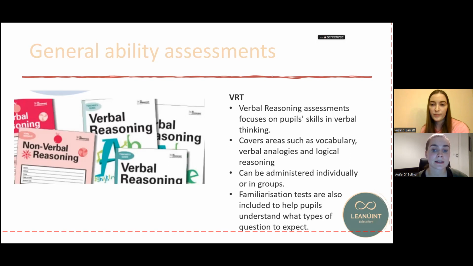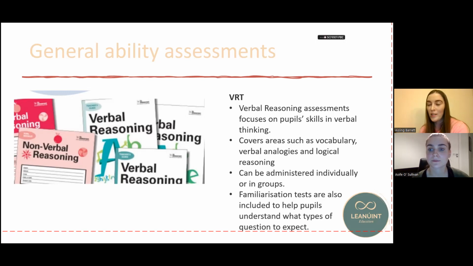It can be administered either individually or in groups, and I suppose before administering this test, it's important to give pupils some examples of other tests, just so they can familiarize themselves with the types of questions that they can expect, as they're very difficult. These two tests, children can find them very difficult.